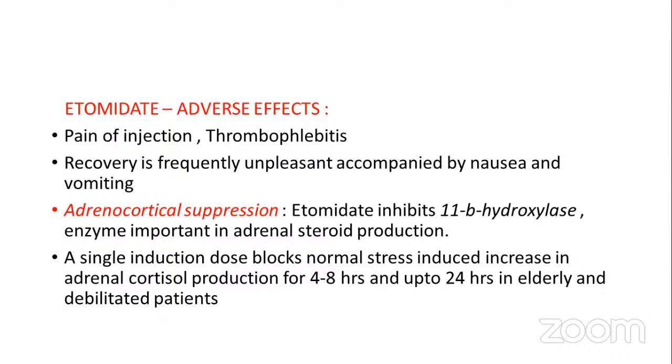The characteristic side effect of Etomidate is that it causes adrenocortical insufficiency, as it inhibits the 11 beta hydroxylase enzyme, which is important in adrenal steroid production. A single induction dose blocks the normal stress-induced increase in cortisol production for 4 to 8 hours, and up to 24 hours in elderly and debilitated patients.